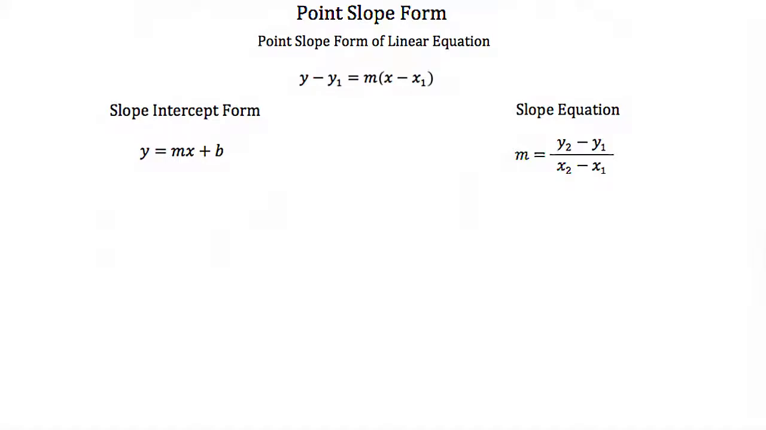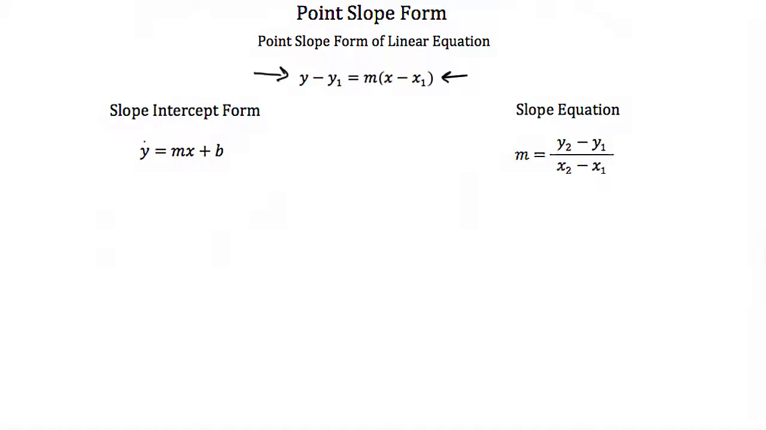Well, say we were given a point and a slope and we were asked to write an equation instead of graphing. The easiest way to do that would be to use our point-slope form of a linear equation, which is this right here. y minus y1 is equal to our slope times x minus x1. Now this may look familiar because it's very similar to our slope-intercept form and our slope equation.